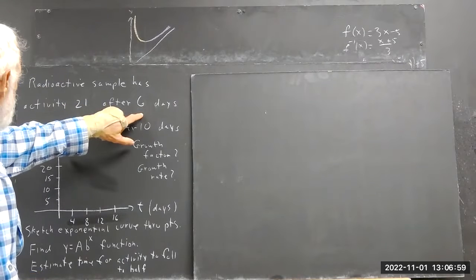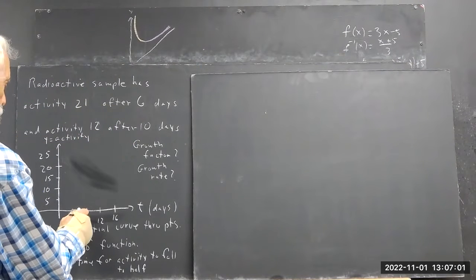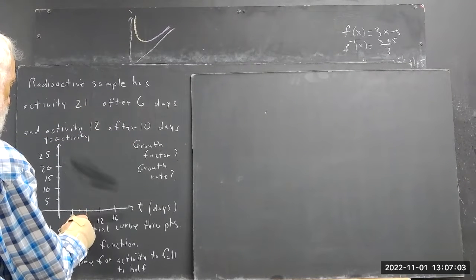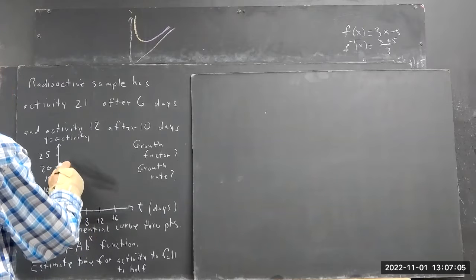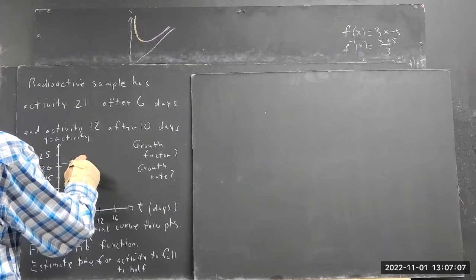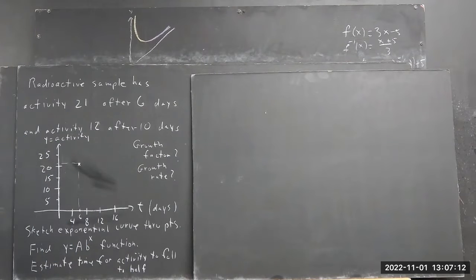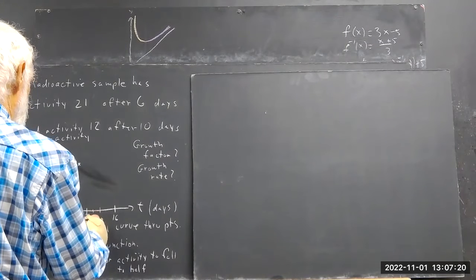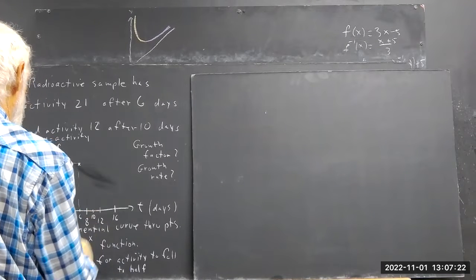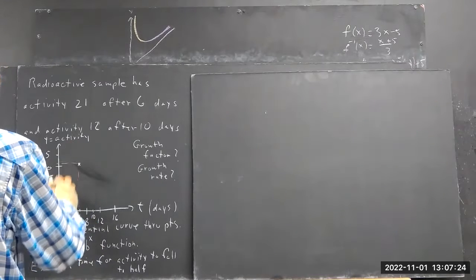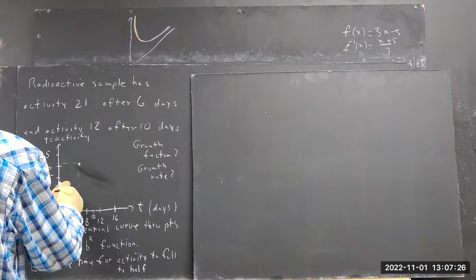Okay, so now after 6 days, the activity is 21. So where's 6? Well, 6 is here, 10. And 21 would be about here. That'll give me a point. 6 days, 21 units of activity. Then after 10 days, and of course 10 is here, we're down to an activity of 12 units. So 12 would be about here.